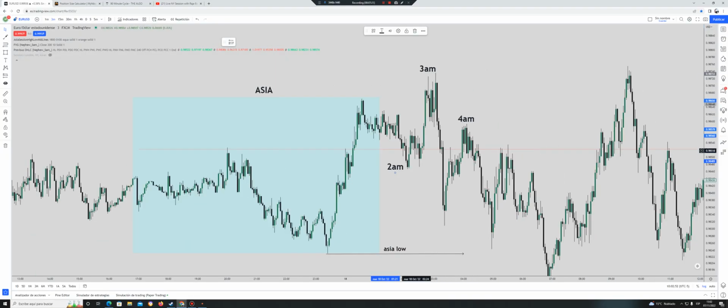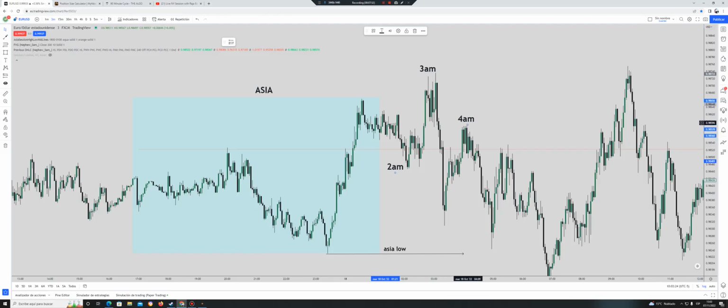So we can see between 2 to 3 how price takes Asia high, and then what price does is displacement, taking this low, and then you can start placing a sell here. Okay, if you play with the times, you're gonna find a fair value gap, an order block, or a BPR, anything good to trade here at 4.